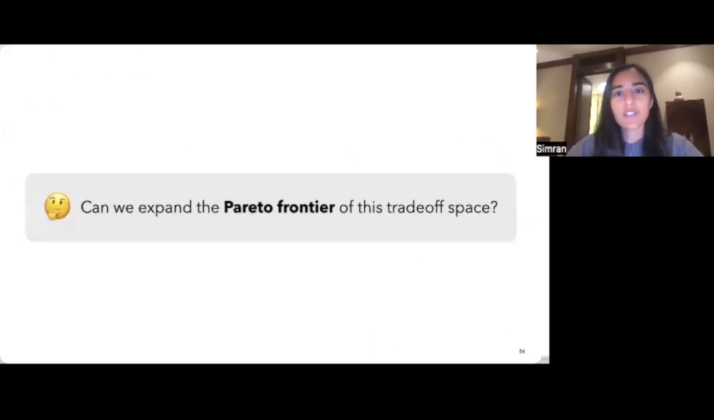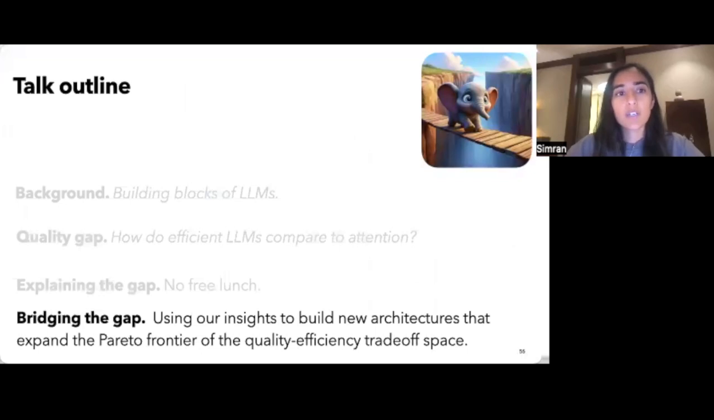The natural question is, can we expand the Pareto frontier of the memory quality trade-off space, given the large gaps we've been seeing between our strongest subquadratic models and attention on the downstream tasks? We observe in our work that linear attention can help us traverse the trade-off space in principled ways and use this to design a new architecture that helps bridge the gap.